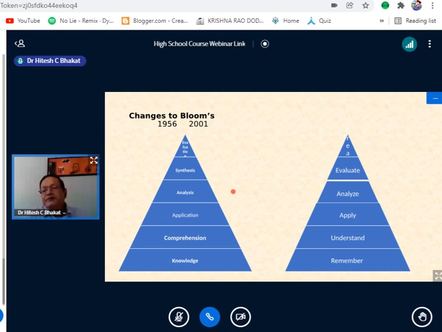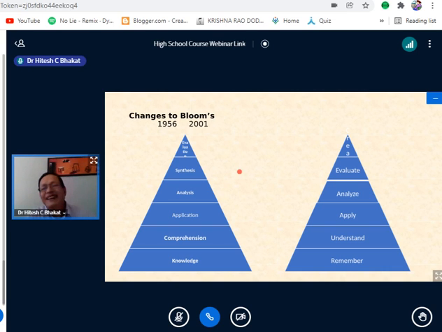Now, what we earlier called knowledge, comprehension, application was modified by Bloom's student in 2001. Instead of knowledge, they say remember. Because many people say, I have learned it, but I have forgotten. Learning and forgetting is not learning. Learning and remembering is what is called learning. So our task is to help children remember.